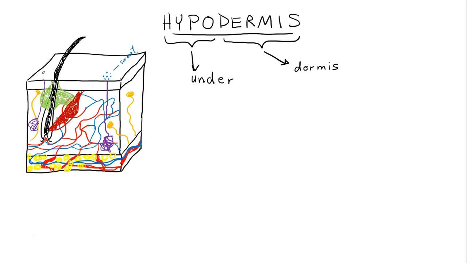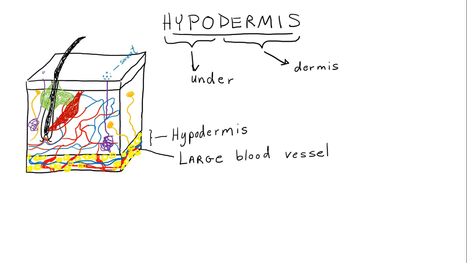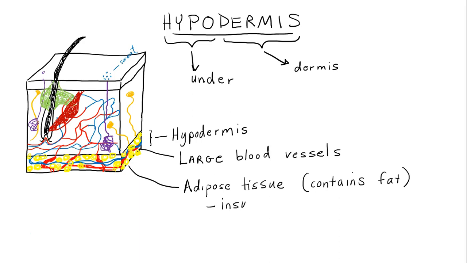And the hypodermis also contains a lot of these yellow cells that I'm drawing. Okay, these are fat cells. So here we have the hypodermis and some labeling, the large blood vessels, and also these fat cells which make up adipose tissue. Okay, so adipose tissue contains fat. And this is a part of our body where we store fat, and it helps to protect us from cold.